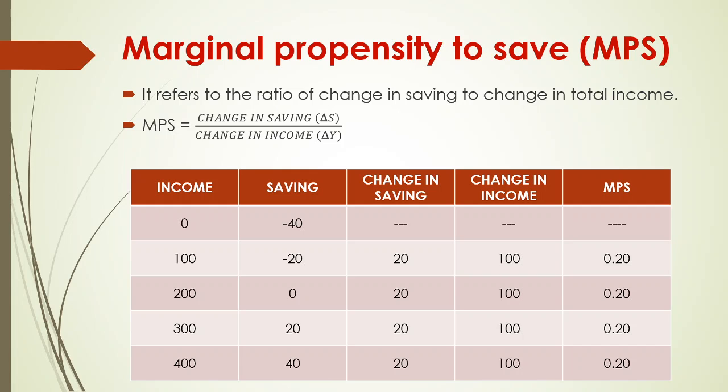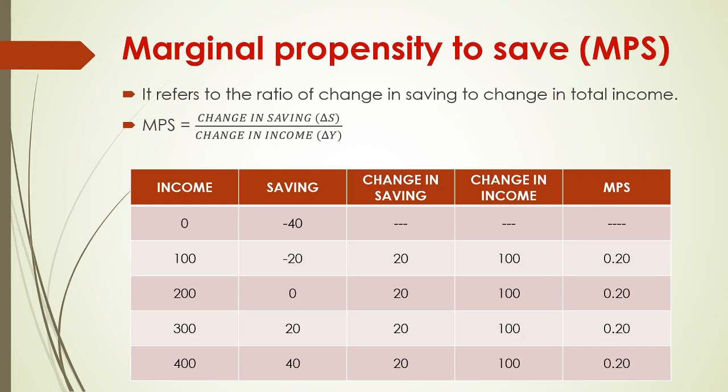Okay, now change in income. For the first level we cannot find it out. From the second level, from 0 to 100 it is 100. From 100 to 200 again it is 100. From 200 to 300 again it is 100. And 300 to 400 it is also 100.